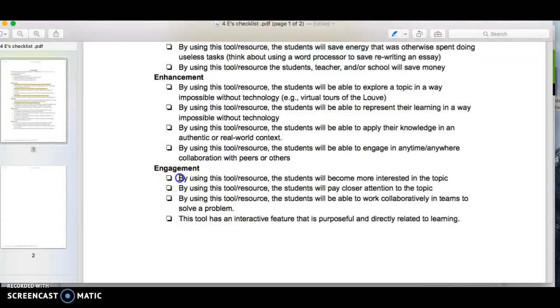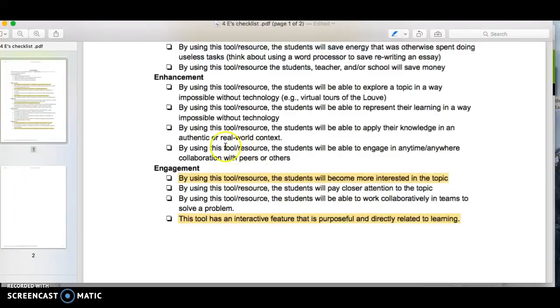Also engagement, because using the tool, the kids are more interested in the topic rather than a teacher standing at the board and the kids cannot keep their attention on that. They are able to interact with the activity on the computer and really get an understanding for the material.